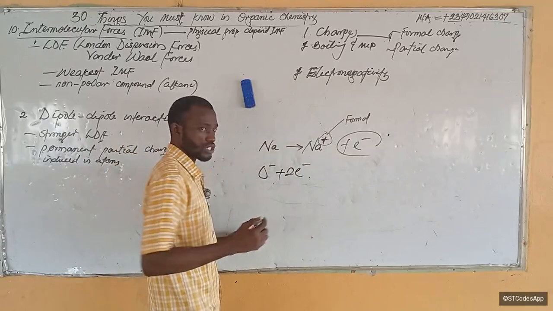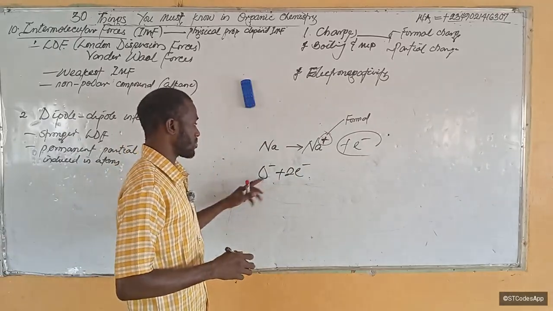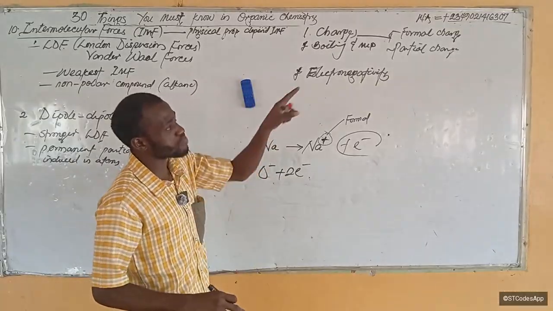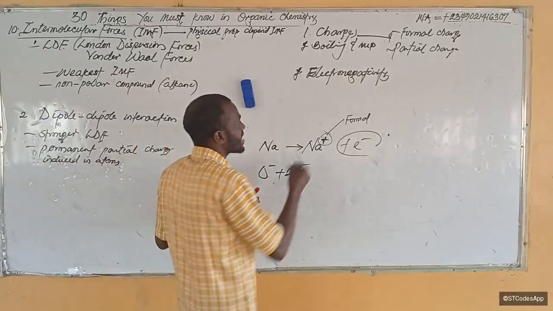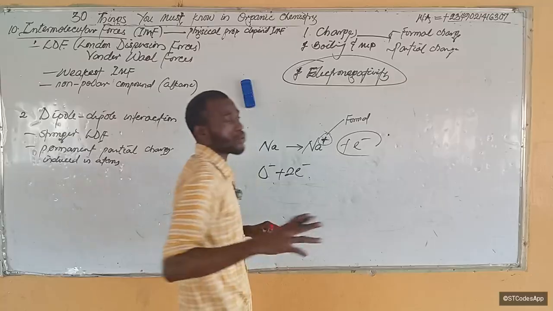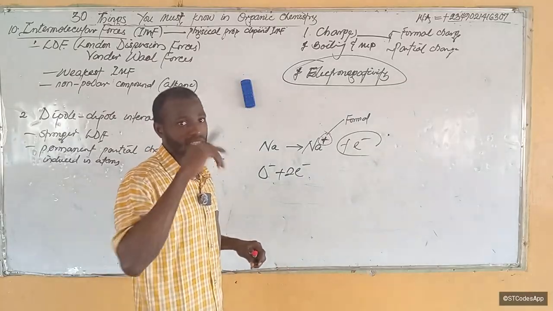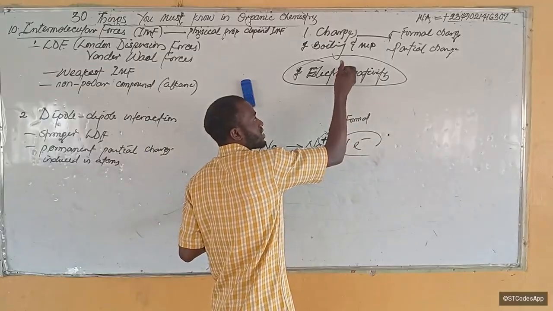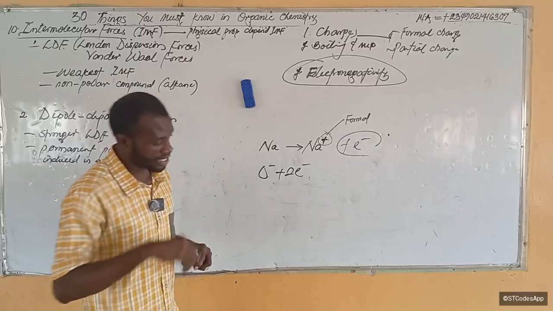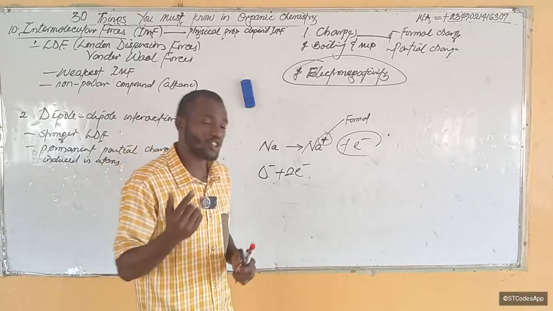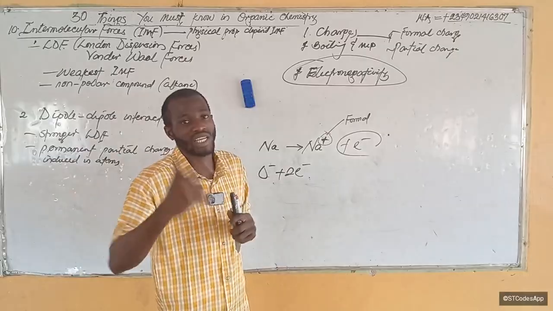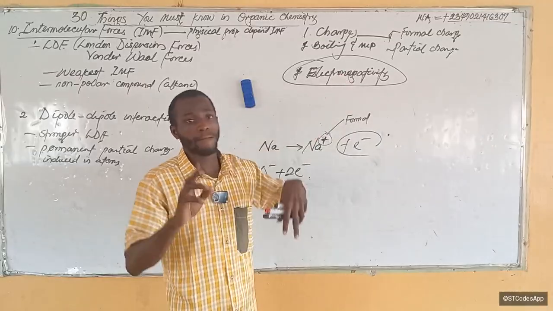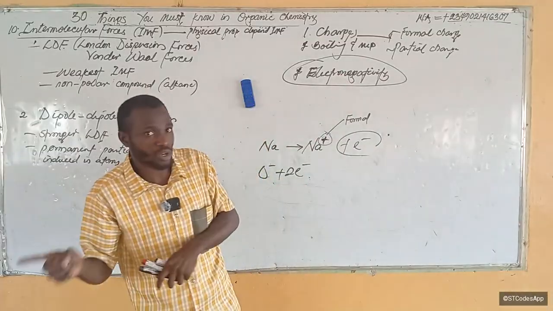So when there is no gain or loss of electron yet, there is no formal charge. But now when we have partial charge, partial charges come because of differences in electronegativity values. Bond polarity is induced polarity because of differences in electronegativity too. So it means you have to understand what electronegativity is.